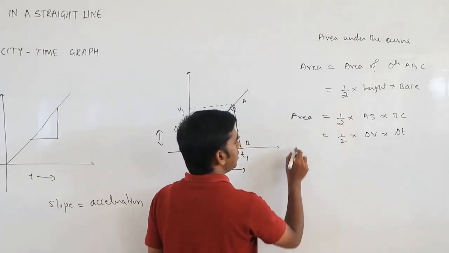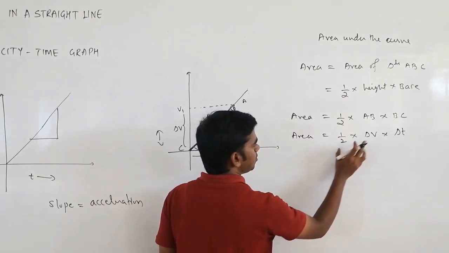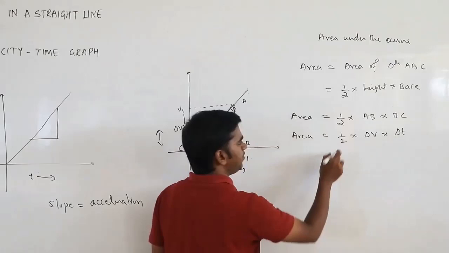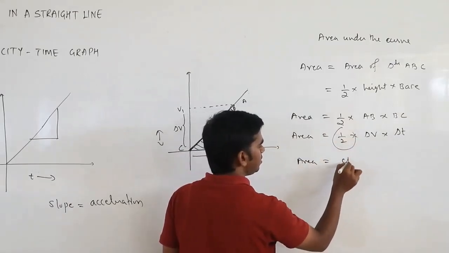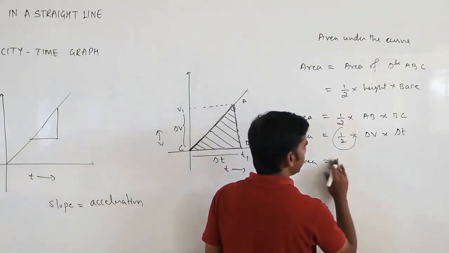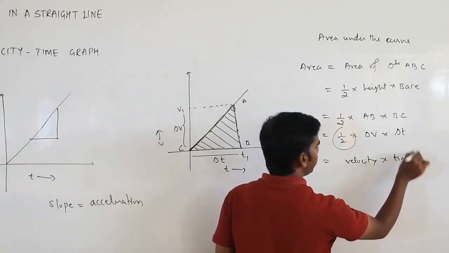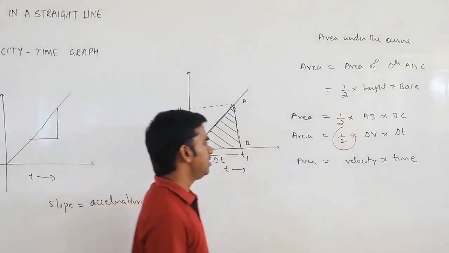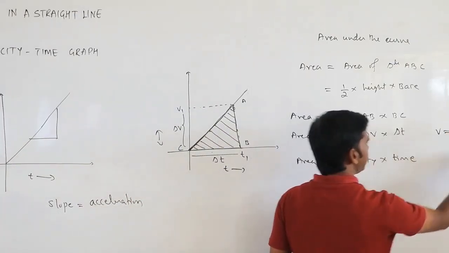So now this is the area. Area is equal to some constant multiplied by delta V into delta T. Forget about this constant. So area is equal to, what is delta V? Change in velocity, or you can say velocity, into time taken. So what will velocity into time give you? We know that velocity is equal to distance by time, or displacement divided by time.